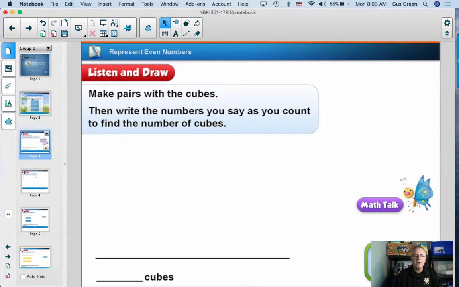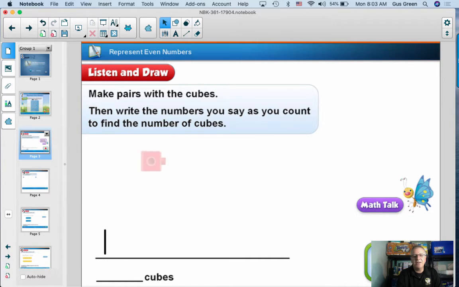All right, so the first part is listen and draw. We're going to be making pairs with cubes, and then you're going to write the numbers and say them out loud. And you can do that right down here on this line. I'll show you an example. When I say the number 1 on your dry erase board, just write the number 1. And keep going with me until we get to, I think we'll go to 6 right now.